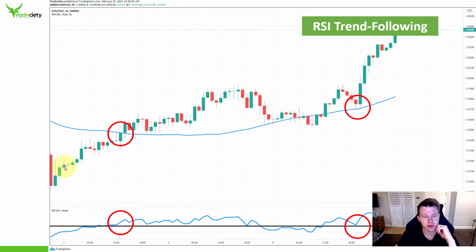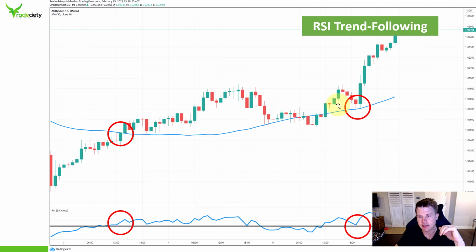So this is what I was referring to: when the market is breaking the moving average and the breakout happens with the RSI above 50, it means that there is a lot of bullish pressure behind the move. So you are looking at a potentially higher probability breakout that will lead to a complete trend change.